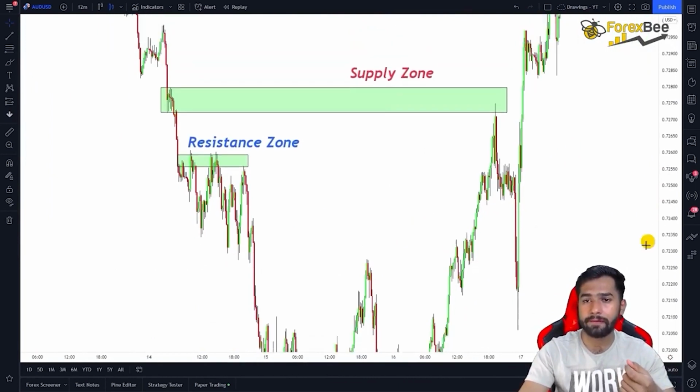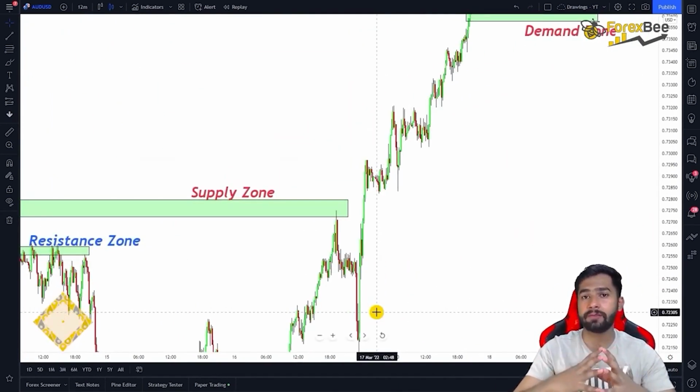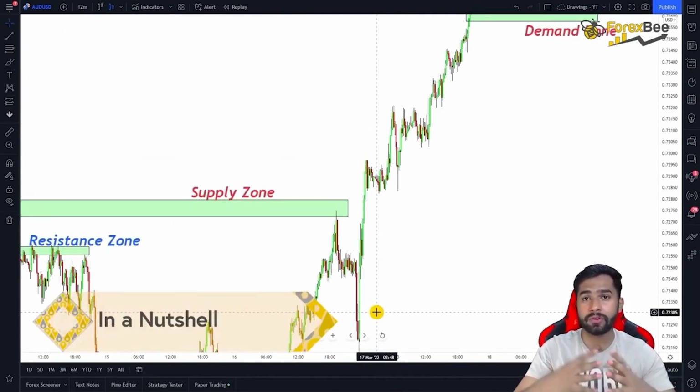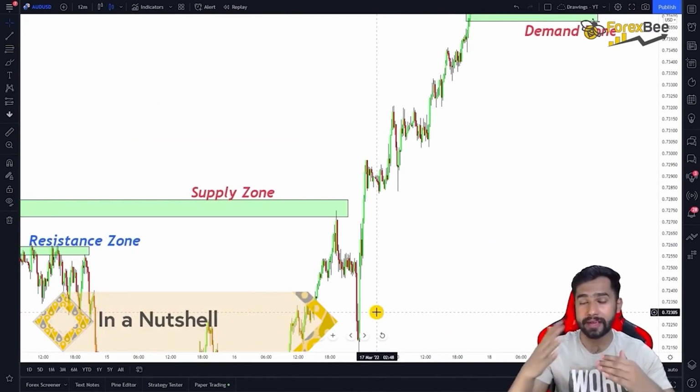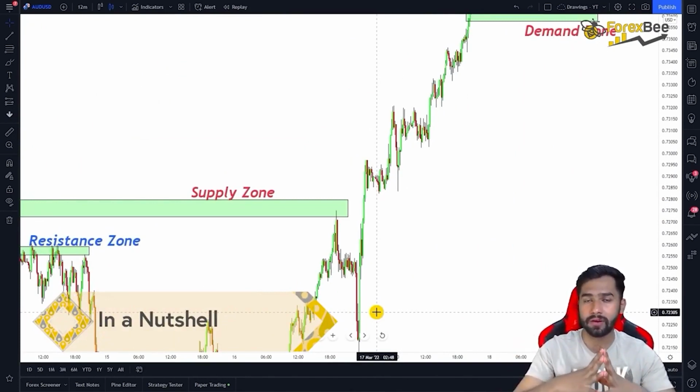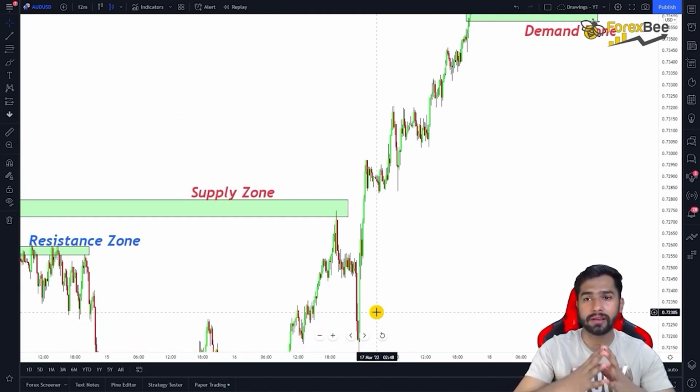So if I want to put it in a nutshell, at a support or resistance zone, the market keeps retesting those levels. But in the case of a supply or demand zone, once the zone is formed, the market will come back in order to pick the pending orders placed by the institutions. If it's a demand zone, it will move in the bullish trend after picking the buy orders, and if it's a supply zone, the market will pick the pending sell orders and move in the bearish trend. So that is the main difference between support and resistance and supply and demand zones.